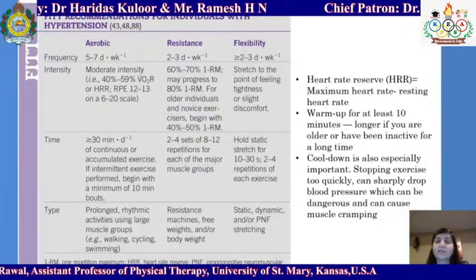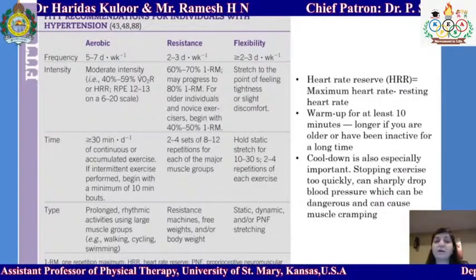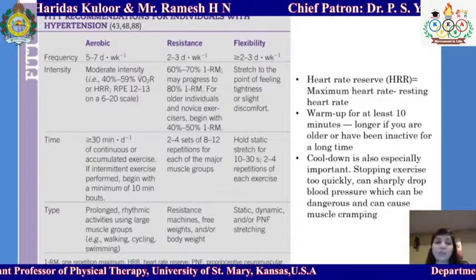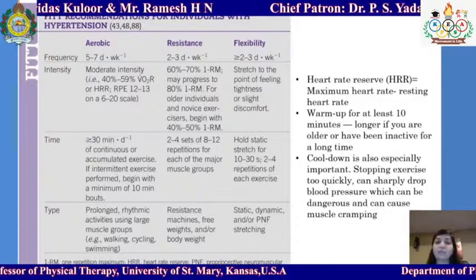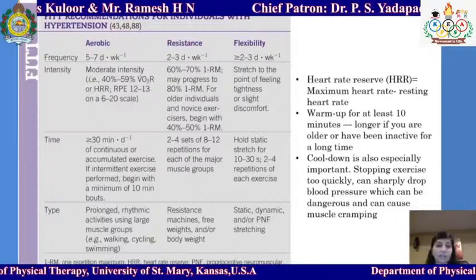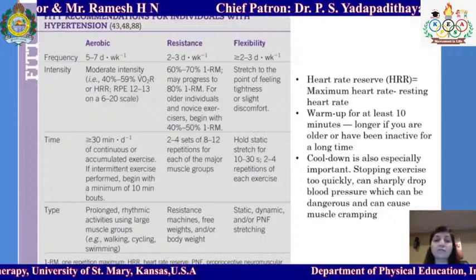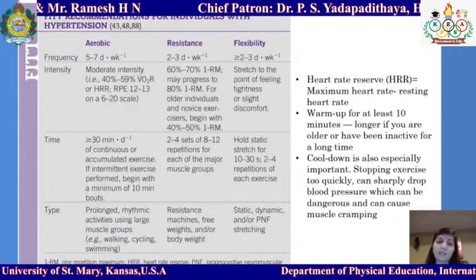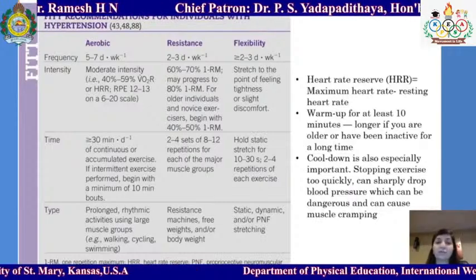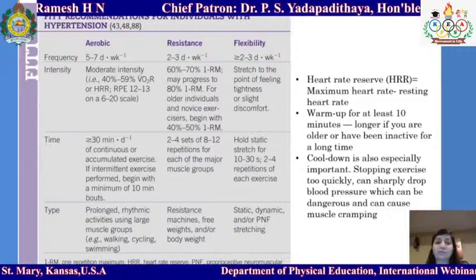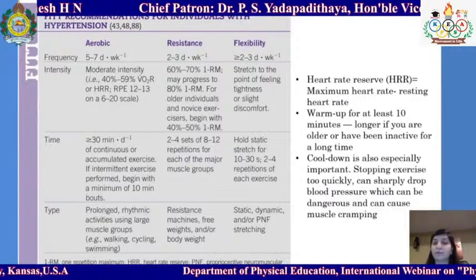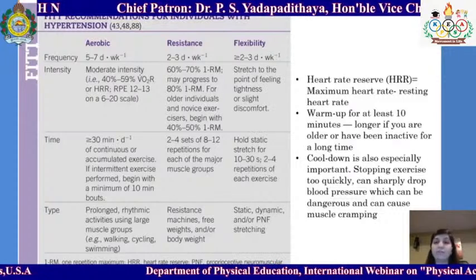Flexibility exercises should be done 2 to 3 times in a week. Stretching should be done to the point of feeling slight discomfort. Hold the stretch for 10 to 30 seconds, 2 to 4 repetitions of each exercise. Any type of stretching could be used. It could be static, it could be dynamic, or it could be some neuromuscular facilitatory stretching.